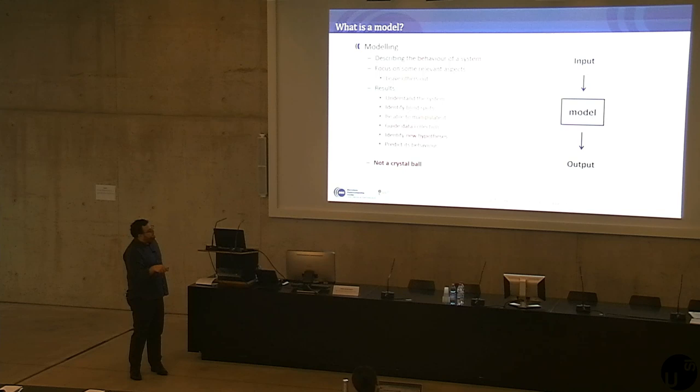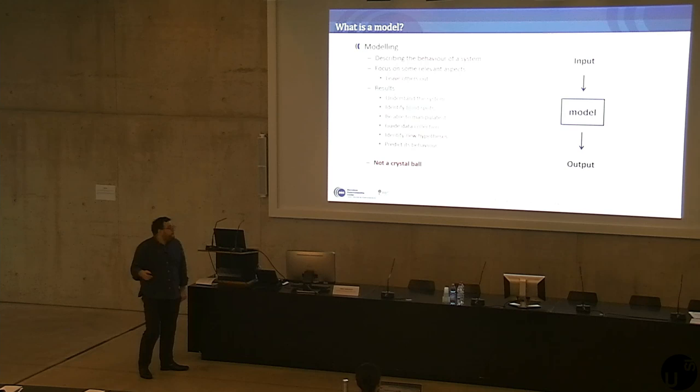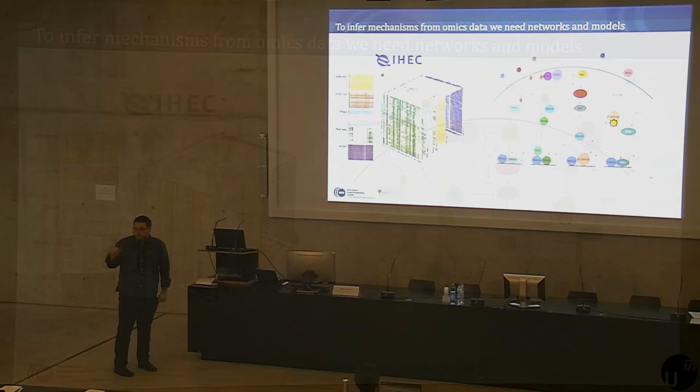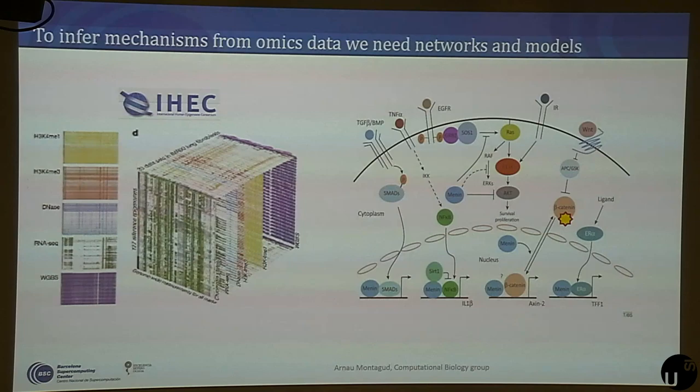If I have input and output, you would do what they call reverse engineering. From what you want and from what gets into the black box, I would try to identify what goes into the model. Of course, a model is very interesting because it predicts behaviors, but it's not the only use we make of the model. For instance, it helps us understand the system, identify blind spots, be able to manipulate, and also identify new hypotheses. As I said before, what happens if I mutate this? Depending on what interactions are affecting beta-catenin, I can infer what will be the next experiment that my colleague can do in order to contrast some of the hypotheses.